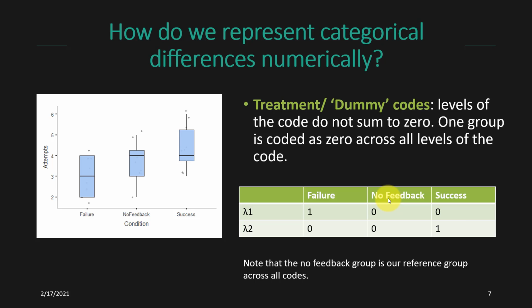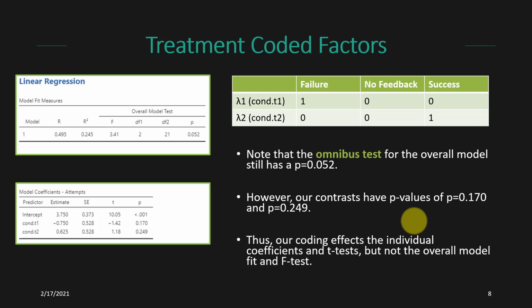And previously, right, we made the control condition 0 and the treatment condition 1 when we only had 2 levels. Here we have 3 levels, but it's going to be useful to always compare back to the no feedback condition. So by making the no feedback condition 0 in both codes, code 1 is going to compare back to the reference group, and code 2 is going to compare back to the reference group. So essentially, we'll be comparing failure to no feedback and success to no feedback. And this is then going to make informative slopes that will tell us about the difference between the failure condition and the no feedback condition, and the difference between the success condition and the no feedback condition.